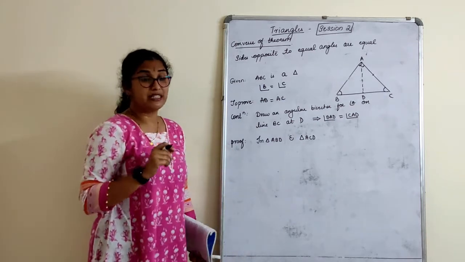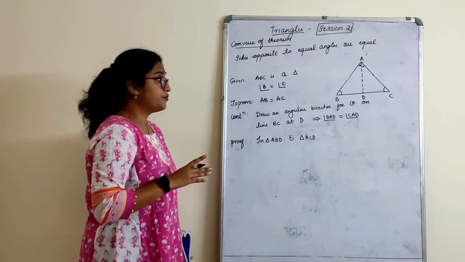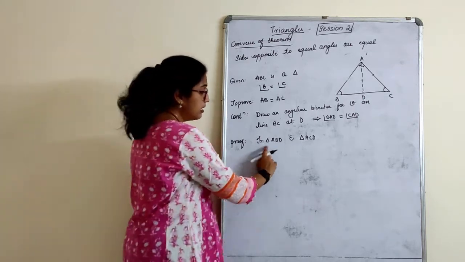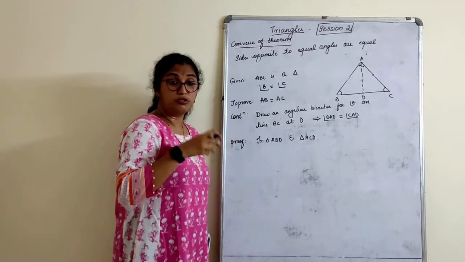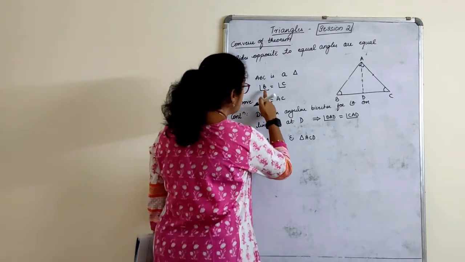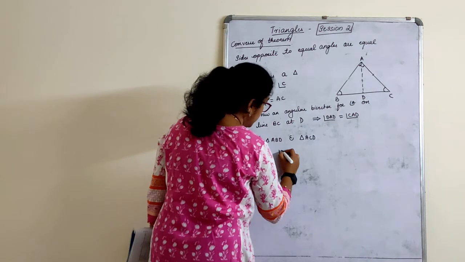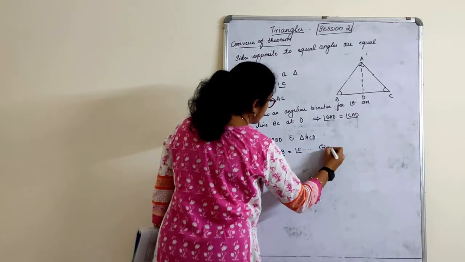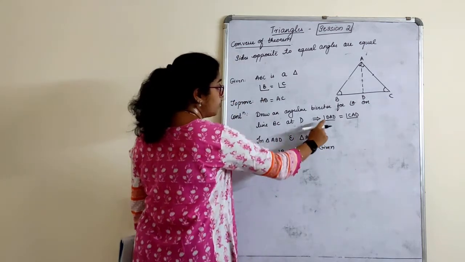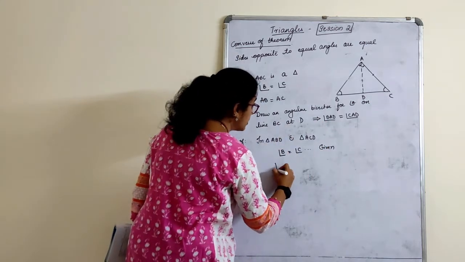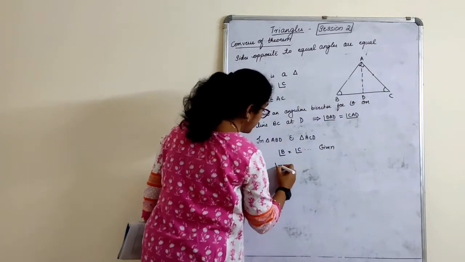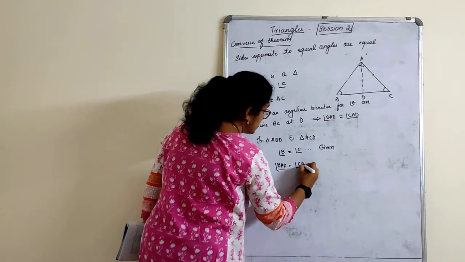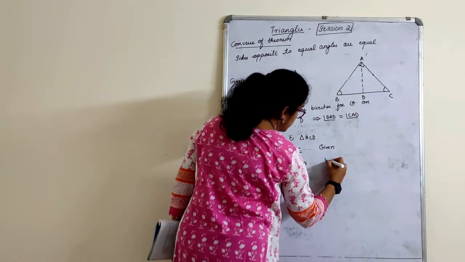Again, construction remains the same. Draw an angular bisector for A on line BC at D. This angle is equal to this angle. In triangle this and this, first and foremost, write what is given. What is given? Angle B is equal to angle C. Let us write that. Reason, given. Then what else do we know? We know there is one more angle equal. What is that? It's already marked. Angle BAD is equal to angle CAD. Reason, by construction.